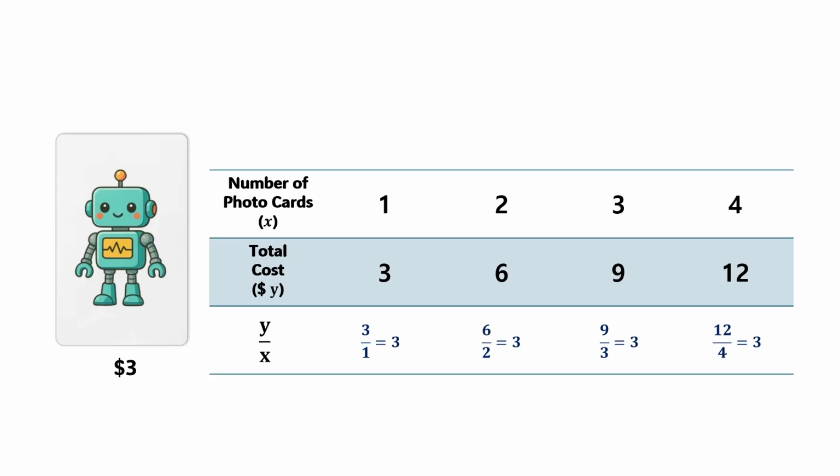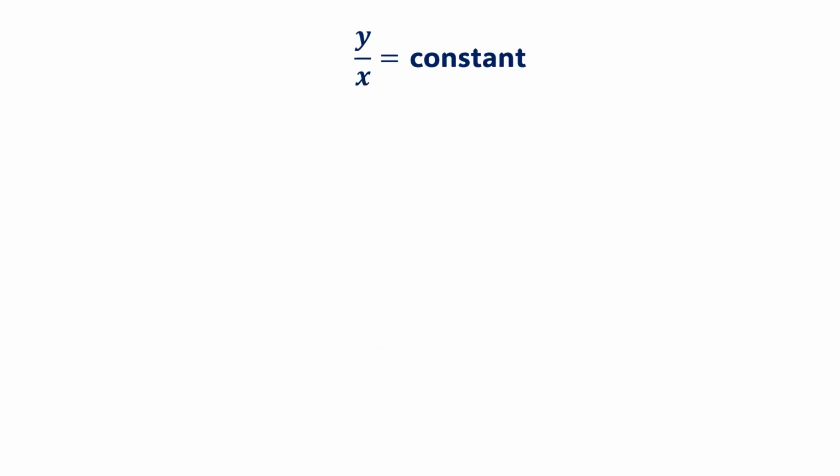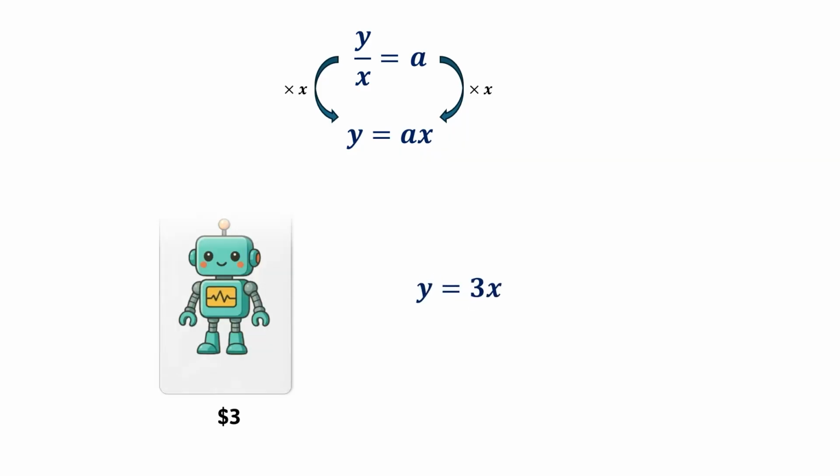This constant ratio is the key. It leads us to the magic formula for direct proportion. Since the ratio y over x is always constant, let's call that constant a. So y over x equals a. If we multiply both sides by x, we get y equals ax, ta-da! This is the golden rule for direct proportion. In our example, a was 3, so the equation is y equals 3x.